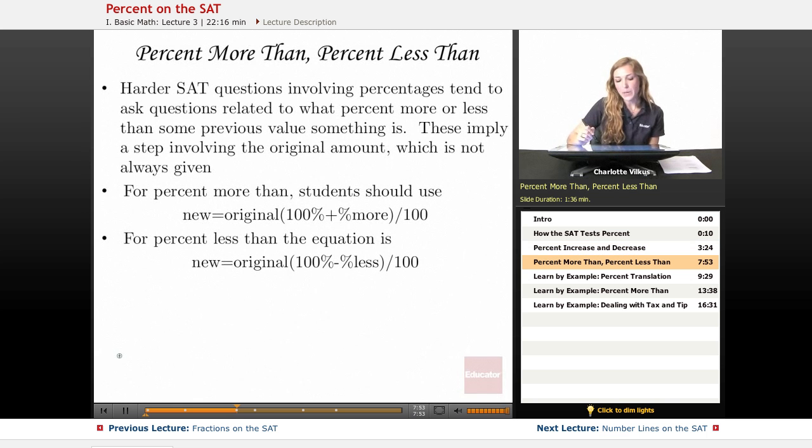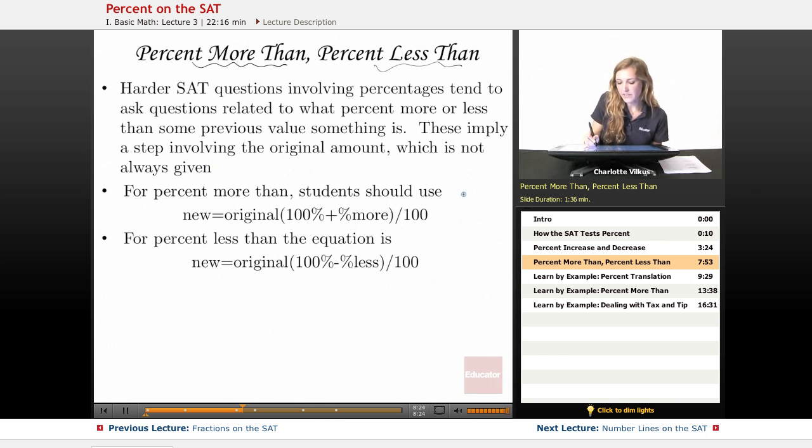The other thing that comes up is we might be asked about something that's a percent more than or a percent less than. So these are generally the harder SAT questions that you're going to see involving percentages, and they ask questions related to what percent more or less than some previous value something is. Now, these imply a step involving the original amount, which is generally what's not given.